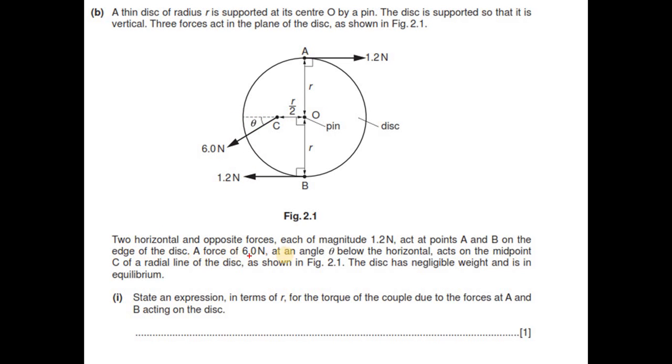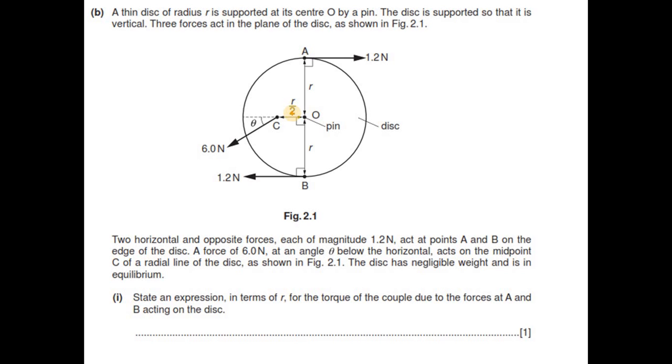Two horizontal and opposite forces, each of magnitude 1.2 Newton, act at points A and B on the edge of the disk. A force of 6 Newton at an angle theta below the horizontal acts on the midpoint C of the radial line of the disk, as shown in figure 2.1. The disk has negligible weight and is in equilibrium. State an expression in terms of r for the torque of the couple due to the forces at A and B acting on the disk.